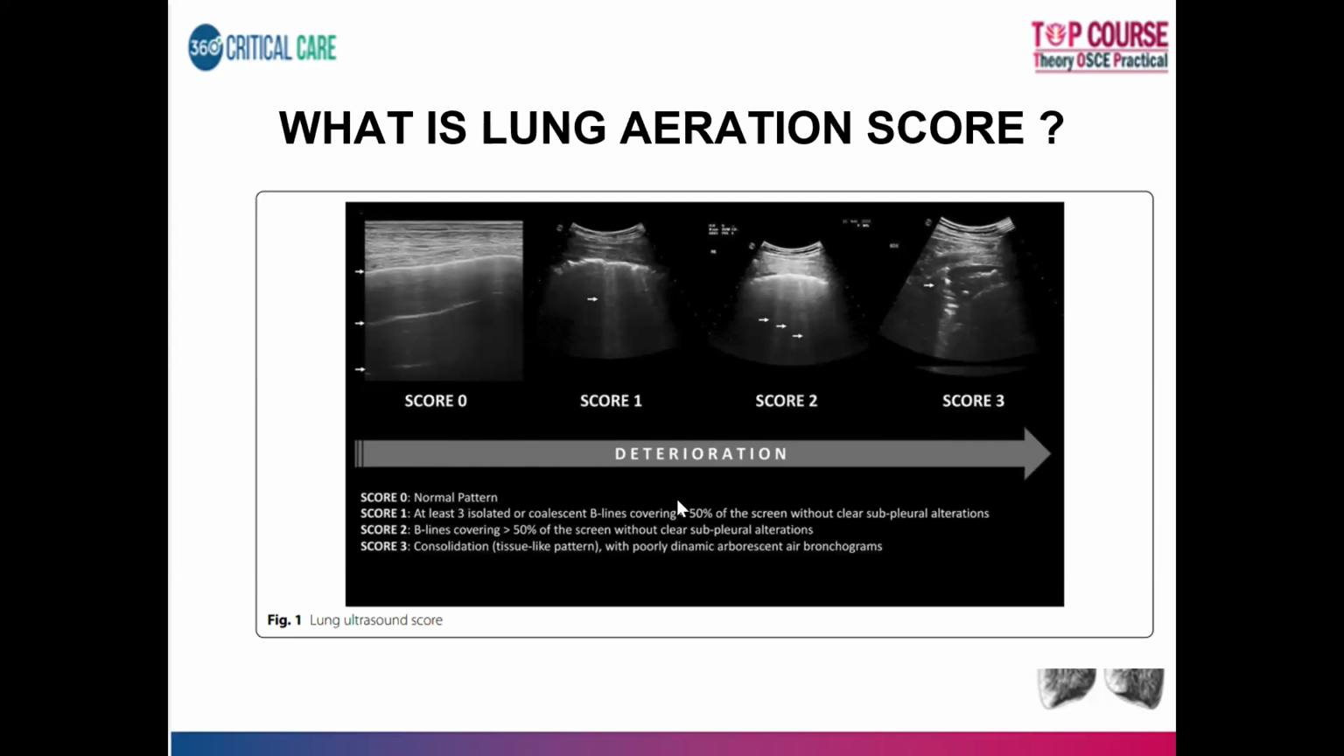Anything in between, it will be 1 and 2. So minimal B lines between 3 to 5 probably is score 1. If you have a confluent B line picture, then it is score 2. Okay. So this is by and large about the lung aeration score.